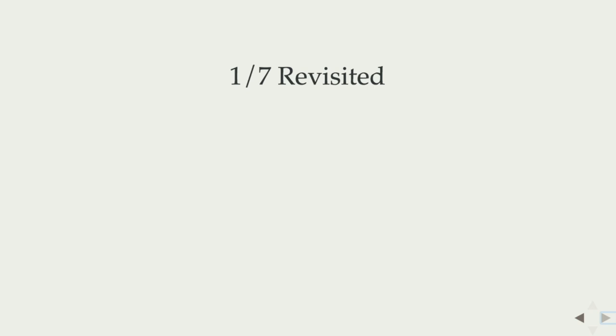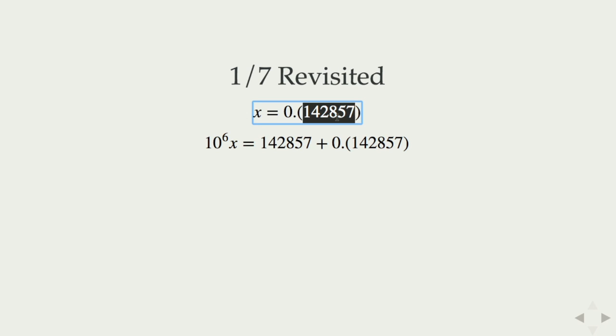Let's revisit 1 over 7. For example, if we're given a repeating decimal number, in this case 0.142857 repeating itself, and we don't know what it is, let's assume it is x. We take the fact that this is a repeating sequence. So if you move the decimal 6 digits to the right, what you get is 10 to the 6 times x equal to this integer value, right?